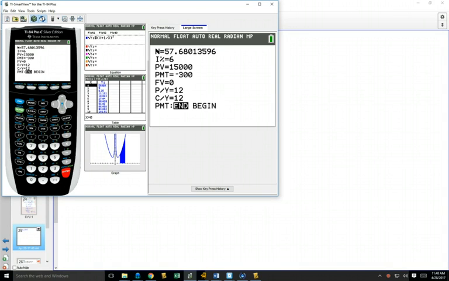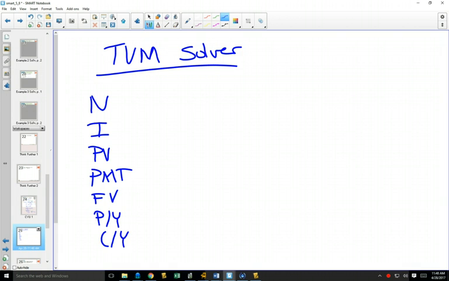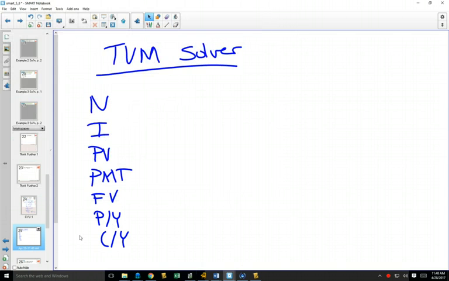So we need to know what each of these things mean. So we're going to write them down at the top of our page. N, I, PV, PMT, FV, P per Y, C per Y. Let's see, did I get them all right in the right order? Yes.